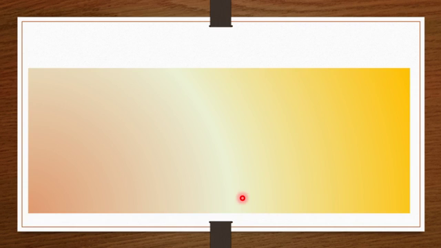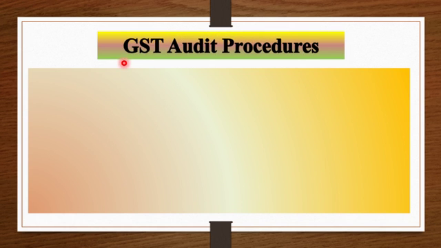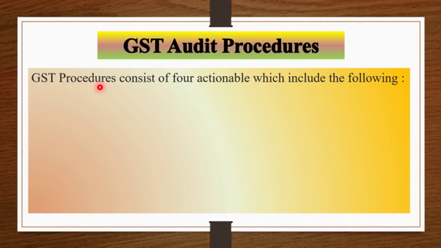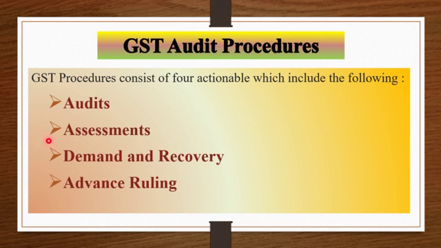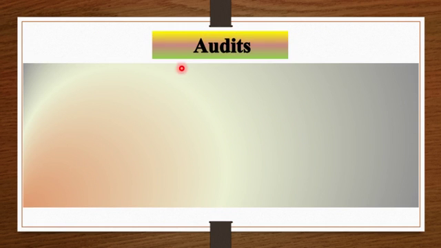Now let's come to the first topic, GST audit procedure. GST procedure consists of 4 actionables, which include first audits, second assessments, third demand and recovery, and fourth advance ruling. Let's understand these procedures in detail.